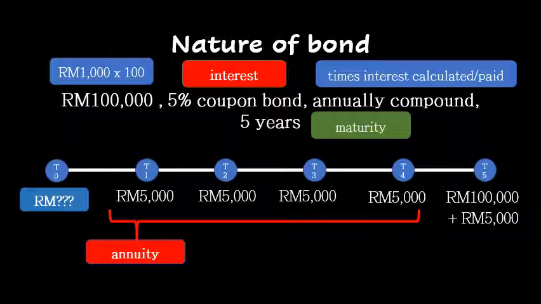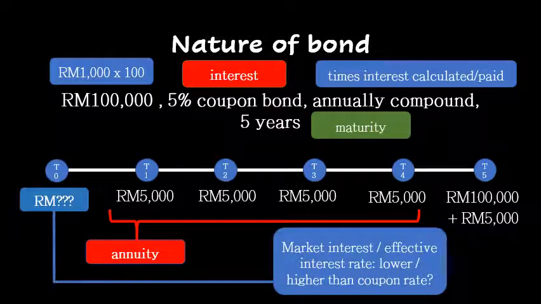As mentioned earlier, the standard requires it to be at fair value, and this means since we are talking about amounts paid every end of future periods and at maturity, the value must be at present value. Therefore, it will depend on the market interest or effective interest or yield to maturity interest, and whether the interest is lower or higher than the coupon rate.